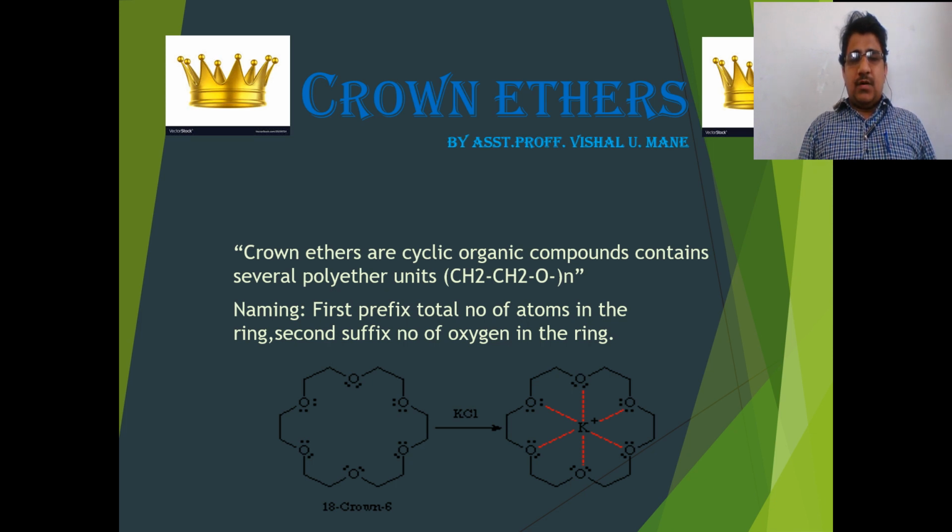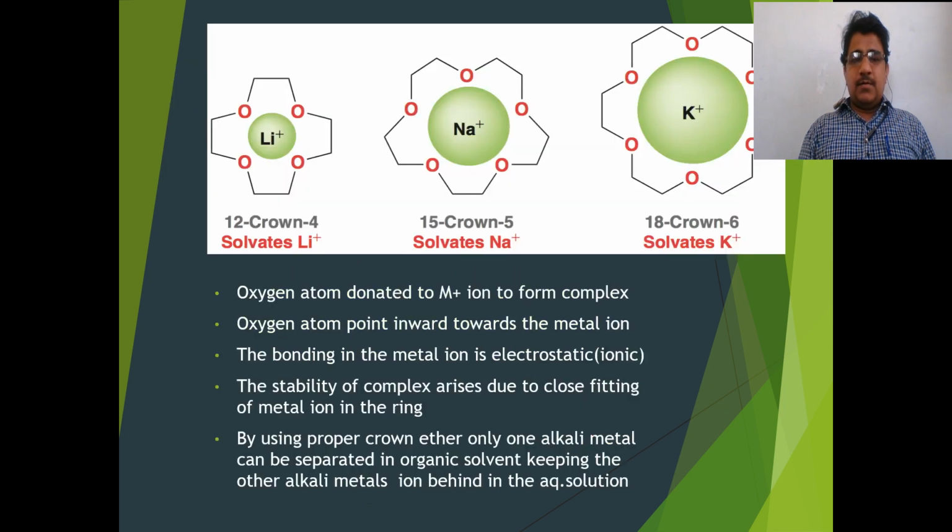After the definition of crown ethers, we will see naming of crown ethers. The first prefix is the total number of atoms present in the ring, and the second suffix is the number of oxygen atoms present in the ring. Next we will see the crown ethers, that is 12 crown 4, 15 crown 5, then 18 crown 6.